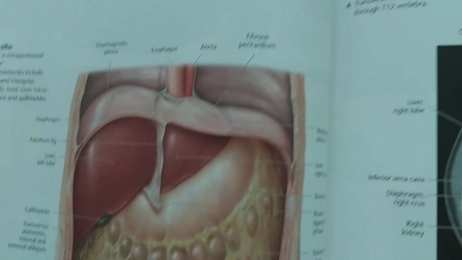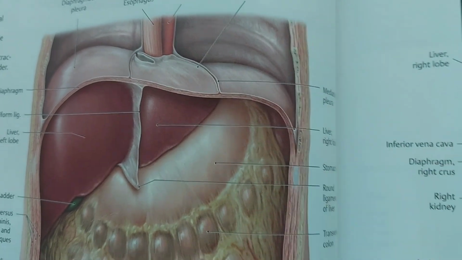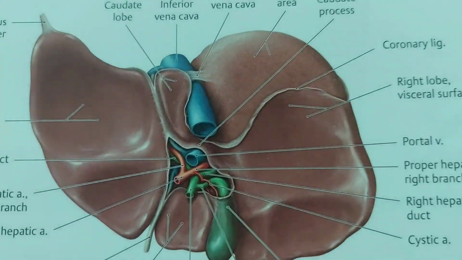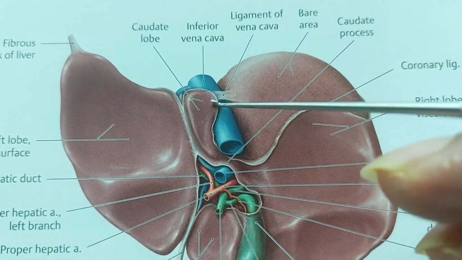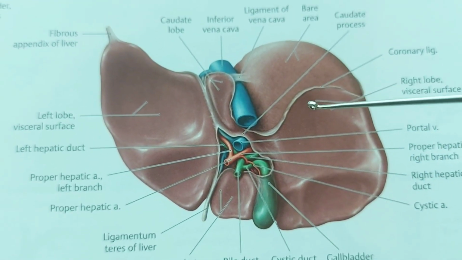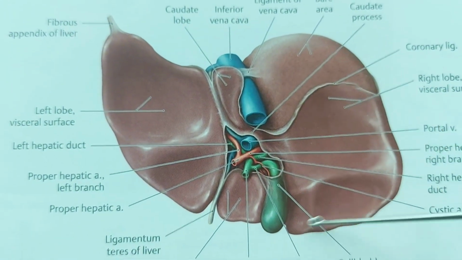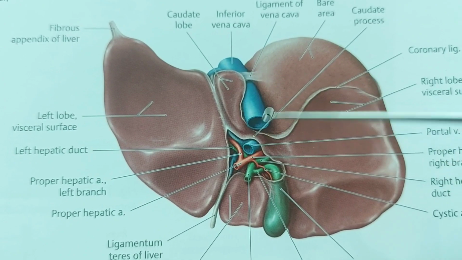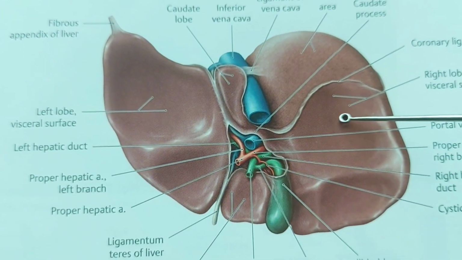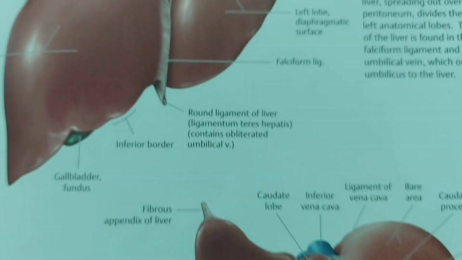The liver has two lobes. This is the right lobe, and this is the left lobe. And in the right lobe, there are two other lobes. Here is the caudate lobe, and here is the quadrate lobe. So if we count the lobes, there is the left lobe and the right lobe, and the right lobe has two other lobes, the caudate lobe and the quadrate lobe. So these are the lobes of the liver.